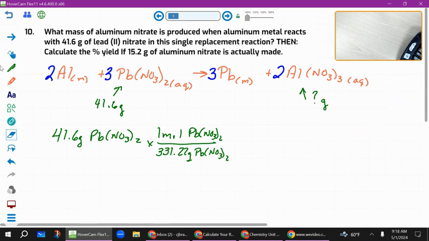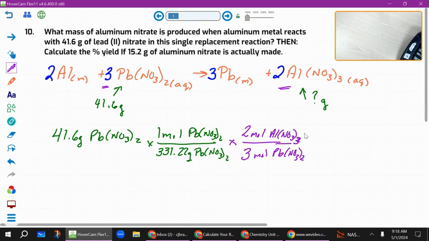Okay, so now after we have done that, ladies and gentlemen, we are going to do our ratio step. Our ratio step is what we're going into compared to what we are in. So our ratio step is 2 moles of aluminum nitrate over 3 moles of lead nitrate. Okay, so that is step 2 of the process.